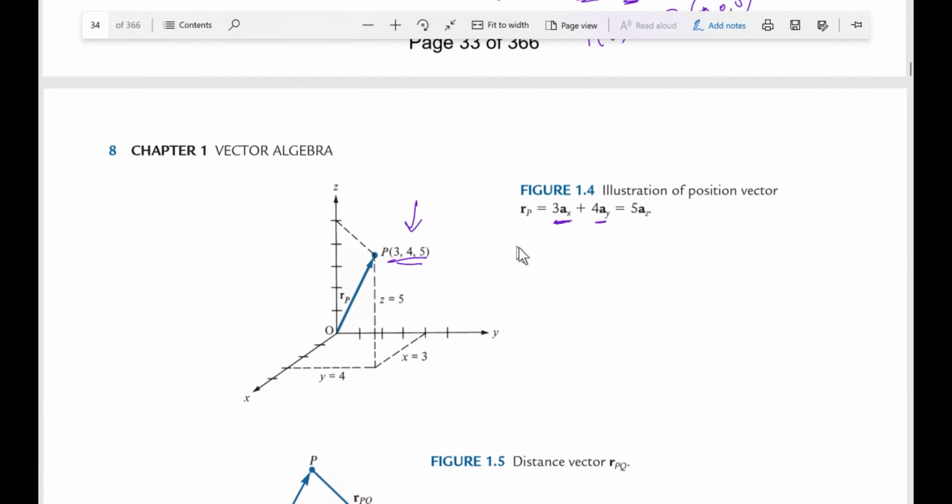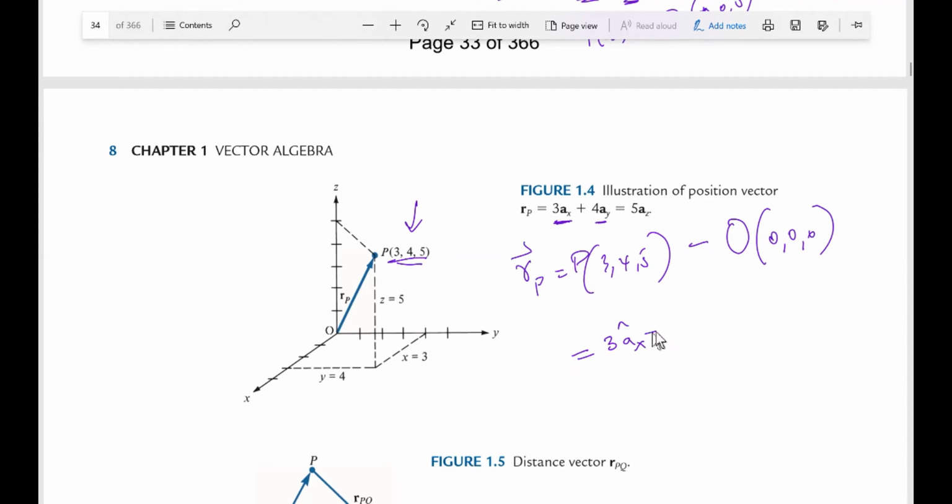this would simply give you that RP is equal to point P, which has 3, 4, and 5, minus point O, which is at 0, 0, 0, the origin, and this gives you the vector RP having 3 AX plus 4 AY plus 5 AZ. So this essentially gives you the position vector of that point RP.